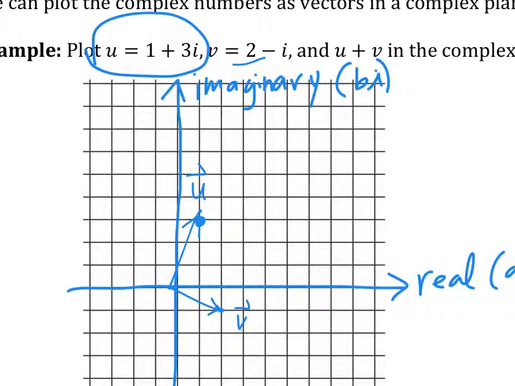So now I want you to draw u plus v, and I want you to show that by the parallelogram or tail to head method. All right, u plus v. I'm going to do the tail to head method. So this is v, and tail to head, this one. So this is u plus v.